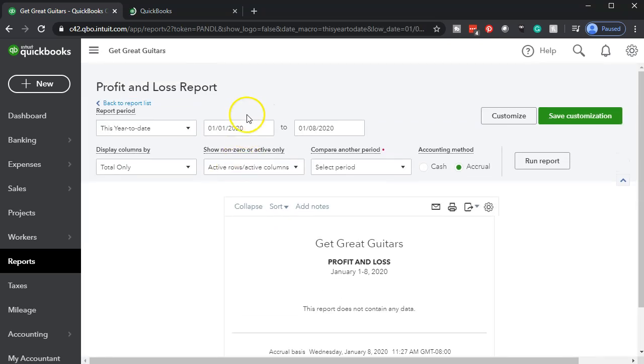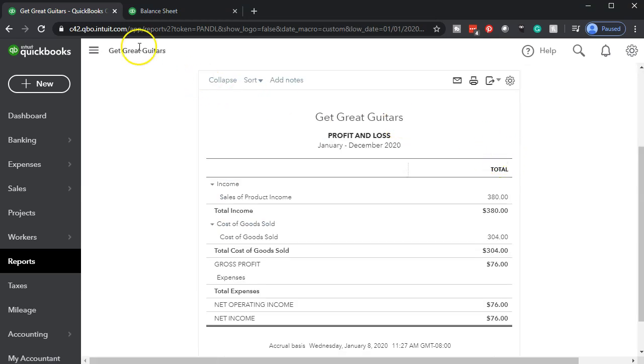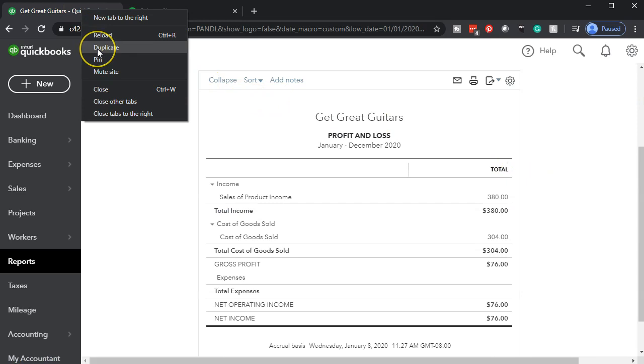Going to go back up top. These are the major financial statement reports, of course. We're going to say this is 01/01/20 to 12/31/20. And then we're going to run that report. Then I'm going to go to the tab up top, going to right click on it, and we'll duplicate that tab.